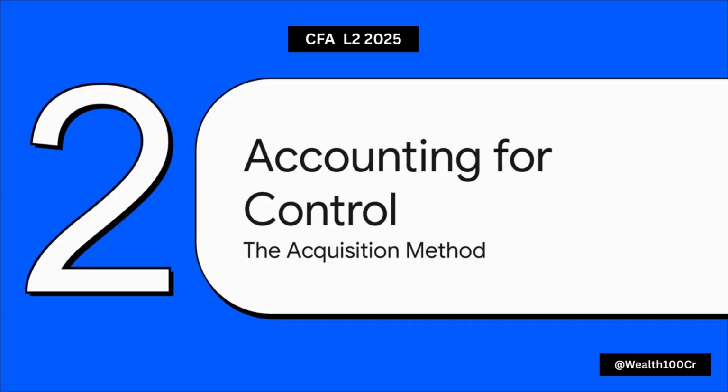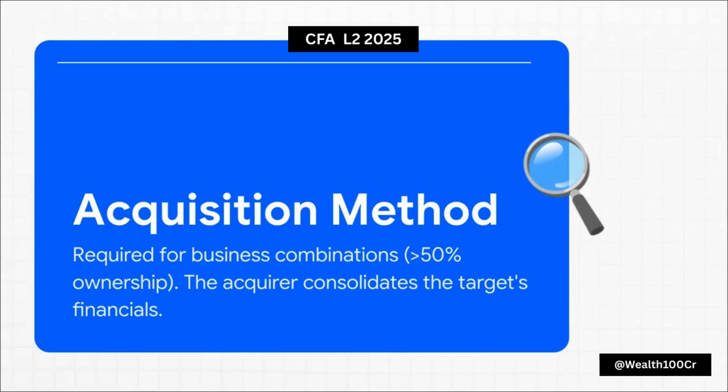Okay, let's climb up the influence ladder. What happens when a company goes all in, buys more than 50%, and gets total control? Well, the accounting game changes completely. Once you have control, you ditch that single line item. Now you have to use the acquisition method, which means one big thing: consolidation.